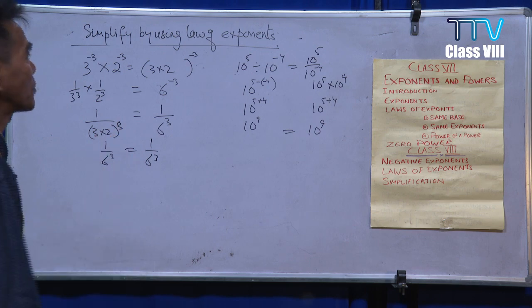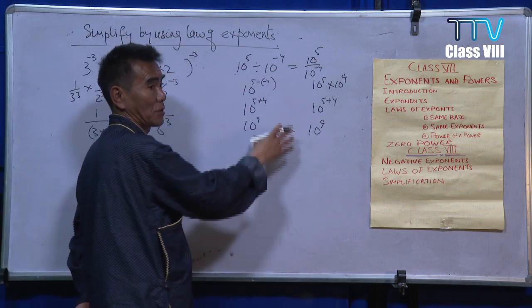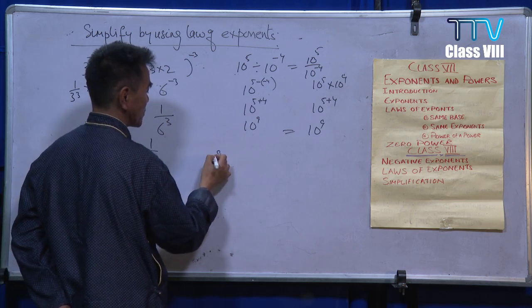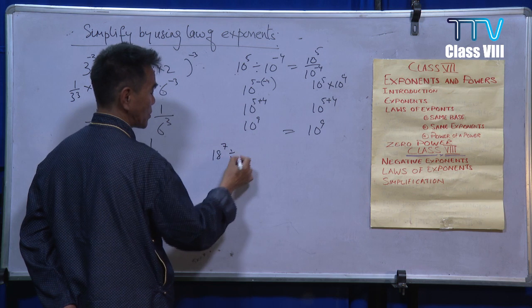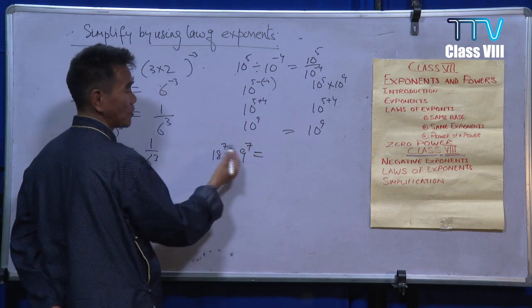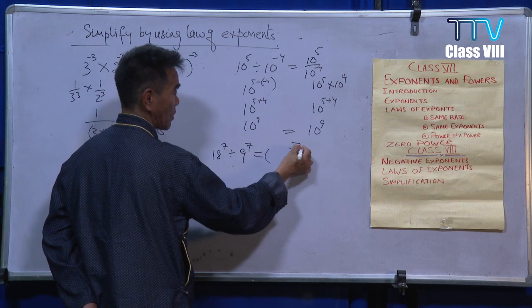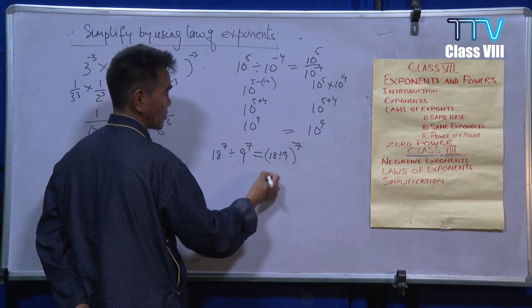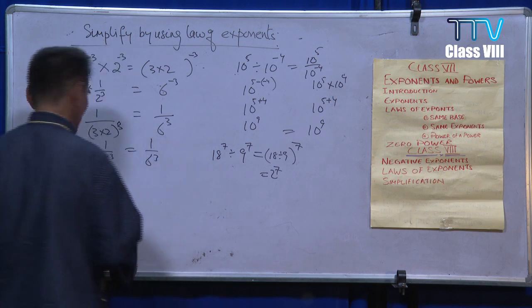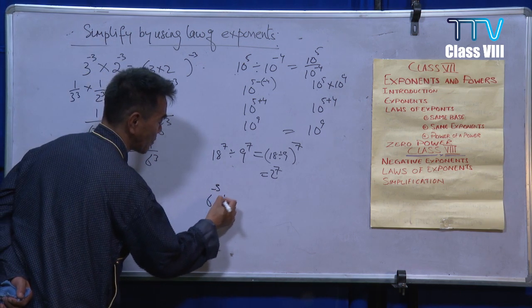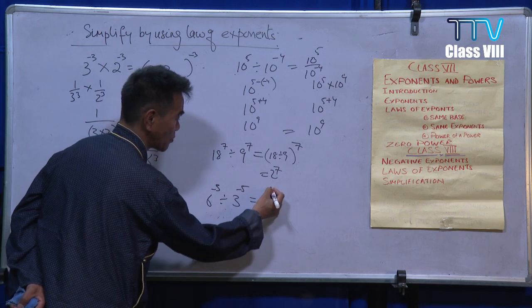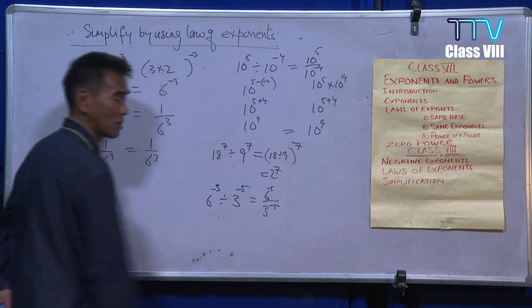Now for division, when the base has a power, take 8 to the power 7. Divide the bases which have common powers. 8 to the power 7 divided by 4 to the power 7: with common powers we divide the base, which is equal to 2 to the power 7. Next, 6 to the power negative 5 divided by 3 to the power negative 5.